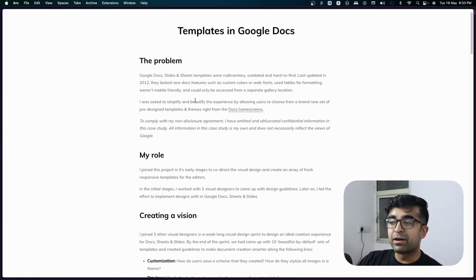Now the aim here is very clear. This person was asked to beautify the overall experience by allowing users to choose from a brand new set of pre-designed templates. And of course, there's a relevant link here. It's always good to give reference links or citation links in your portfolio. So plus one for that.